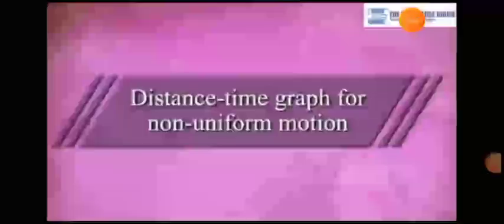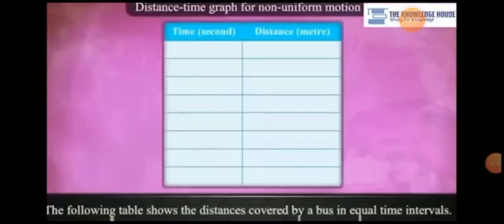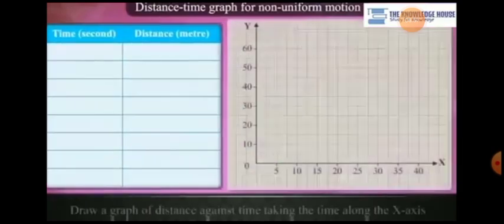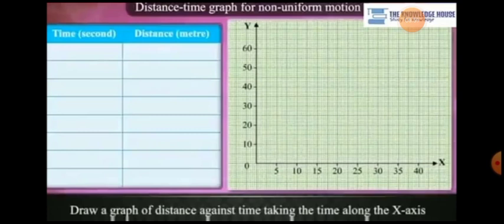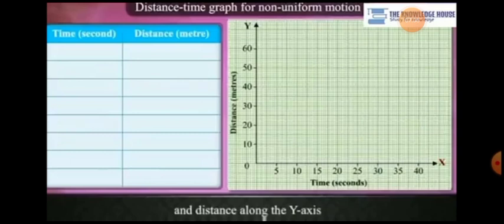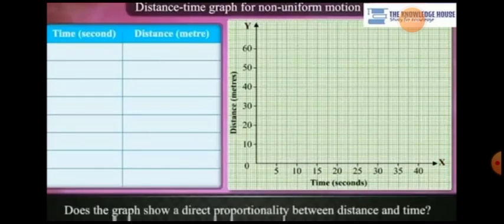For non-uniform motion, the following table shows the distances covered by a bus in equal time intervals. Draw a graph of distance against time, taking the time along the x-axis and distance along the y-axis. Thus, the graph shows a direct proportionality between distance and time.